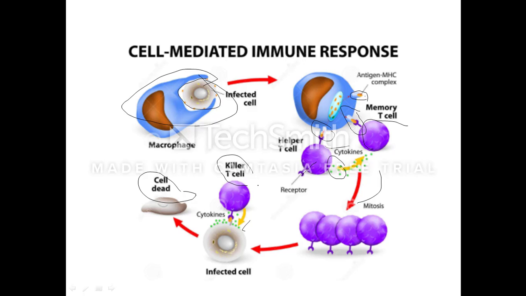So here the infected cell will be processed by the antigen presenting cell, and it will present the antigen along with the MHC complex that will be recognized by different populations of the T lymphocyte, and they undergo clonal expansion and clear the infected tissue, and they retain the memory for the subsequent infection by the same pathogen. This is called cell mediated immune response.